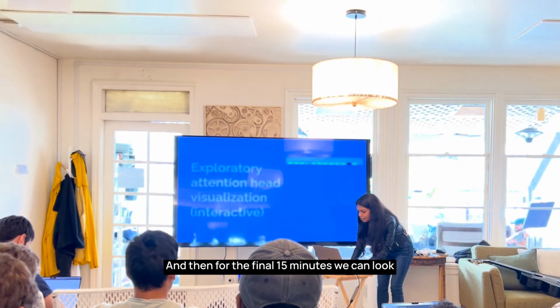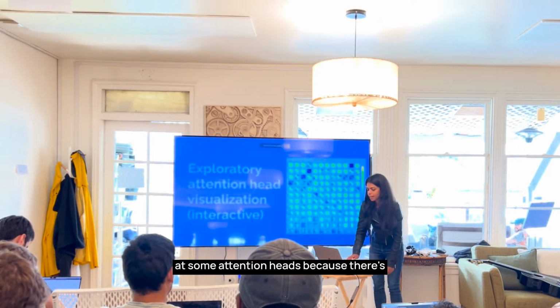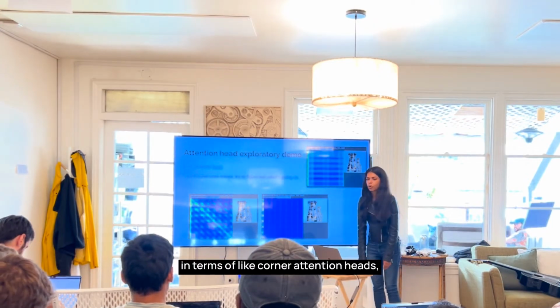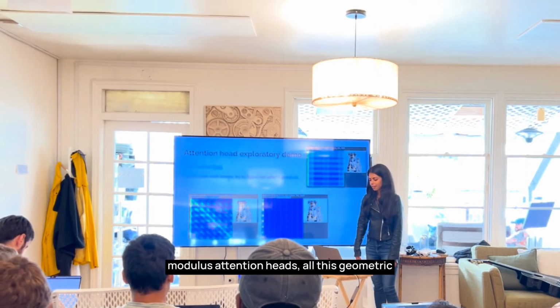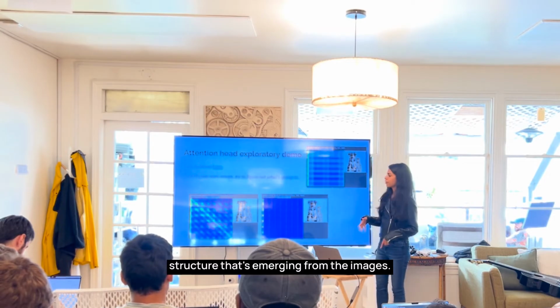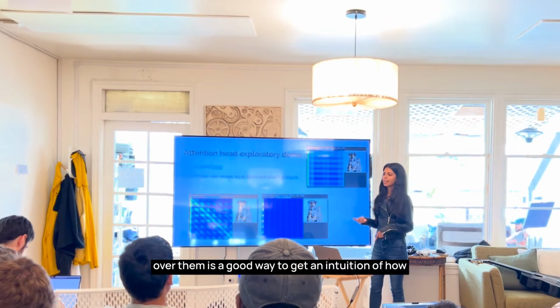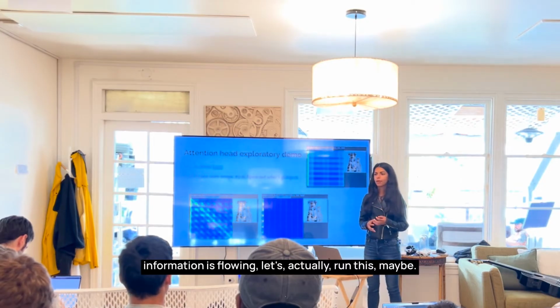And then for the final 15 minutes, we can look at some attention heads, because there's some really gnarly stuff going on here in terms of corner attention heads, modulus attention heads, all this geometric structure that's emerging from the images. Looking at these, running your cursor over them, is a good way to get an intuition of how information is flowing.